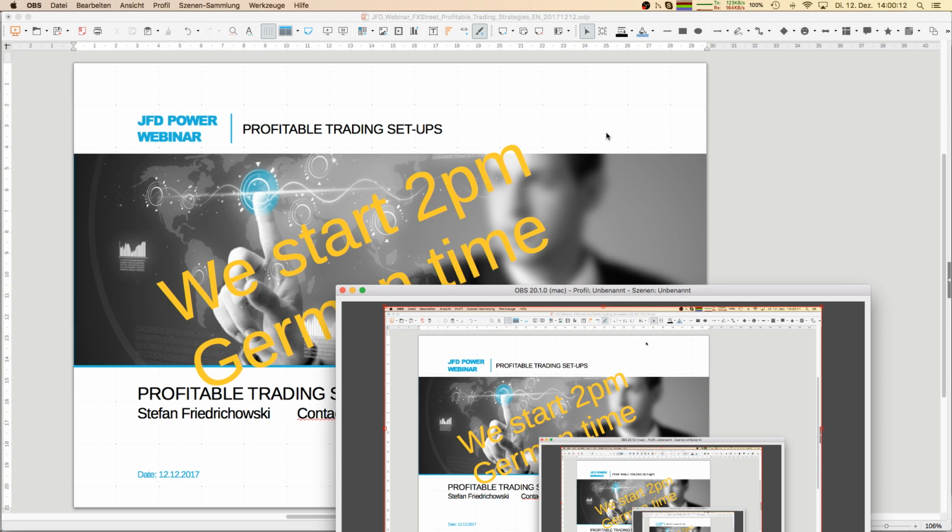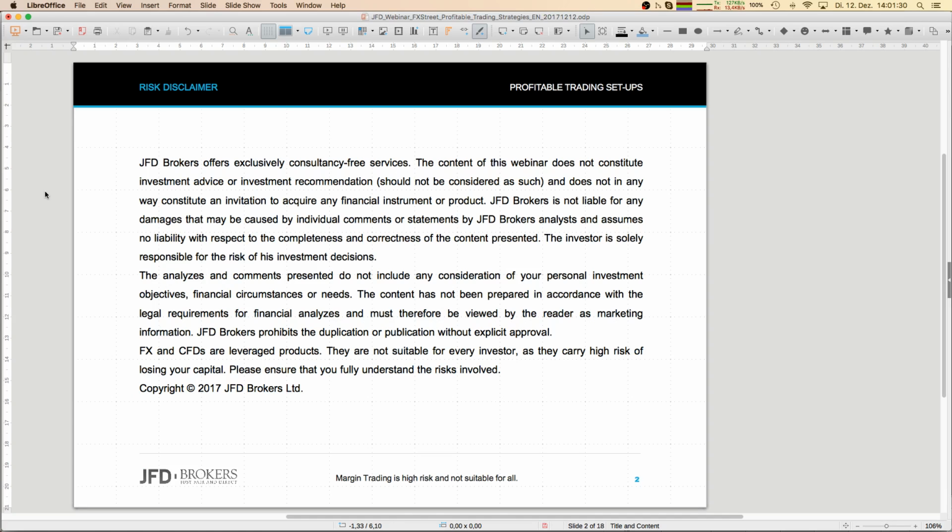Before we really start, just to show the risk disclaimer as always, because we talk about trading strategies. And whenever you talk about trading strategies, you have to keep in mind that if you trade, you definitely trade on your own, as always. But I think you know that, and therefore I can skip this slide.